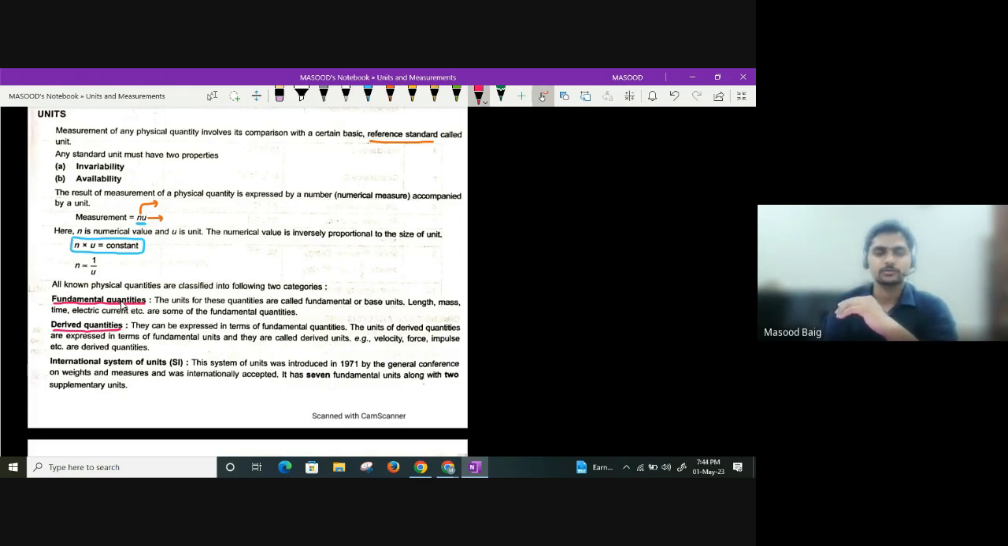Again, you have different types of units. You take any type of unit, n into u will always remain constant. The numerical value into unit will always remain constant, guys. Is that clear? Then we talk about dimensions. So what are basically dimensions? They are simply fundamental quantities raised to some power. What are they? They are fundamental quantities raised to some power.